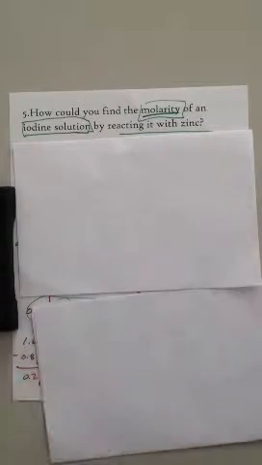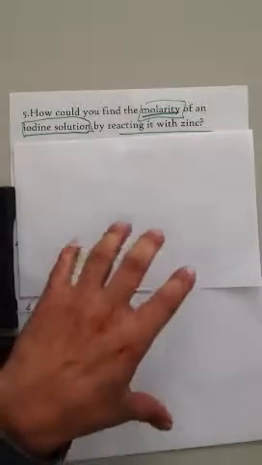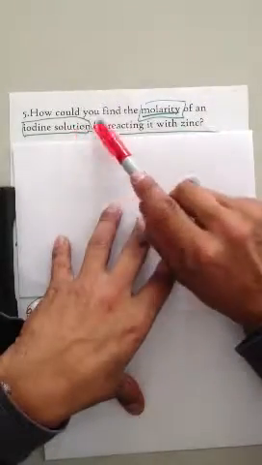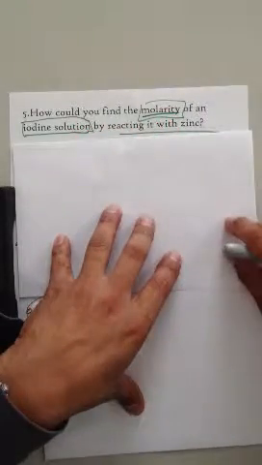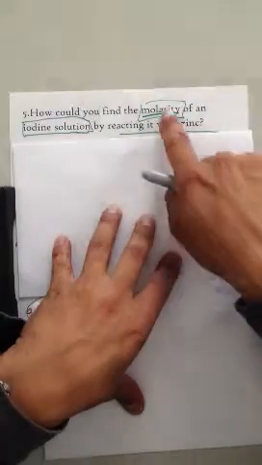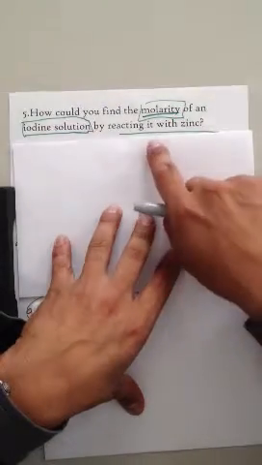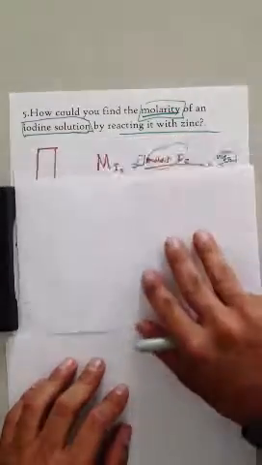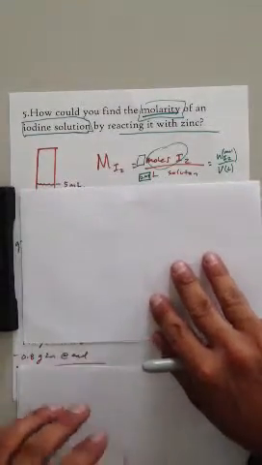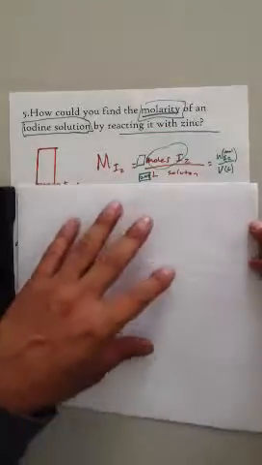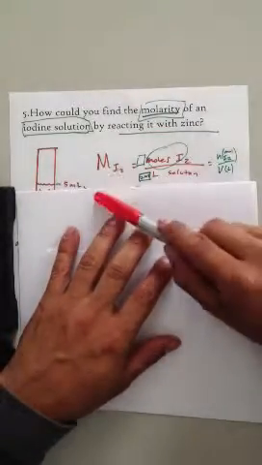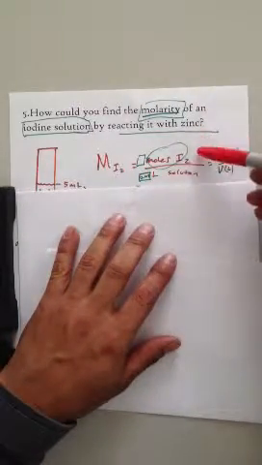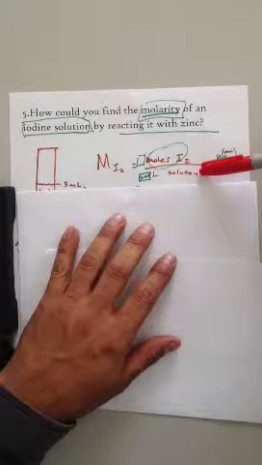So first thing, let's analyze the question. How could you find the molarity of an iodine solution? So that's what we're trying to find, the molarity, by reacting it with zinc. So let's remember what molarity is. Molarity, in capital M, is the moles of iodine over the liters of the solution.